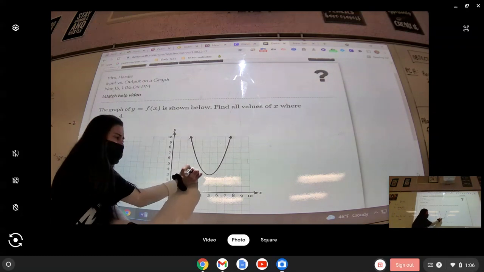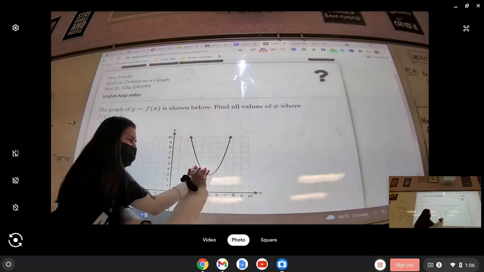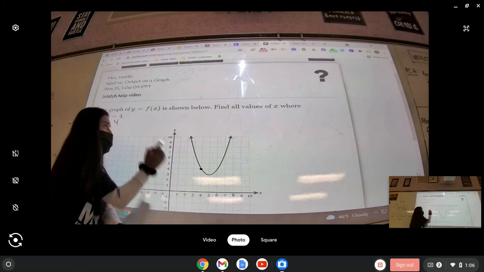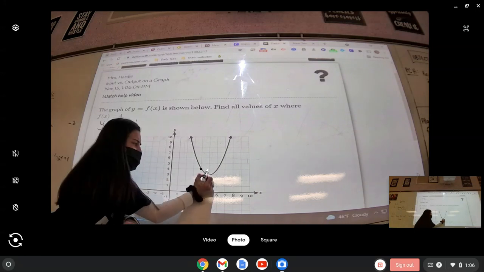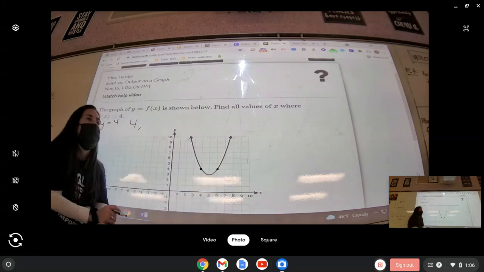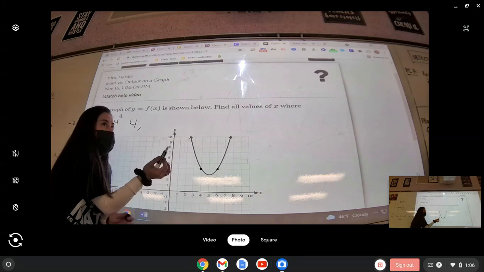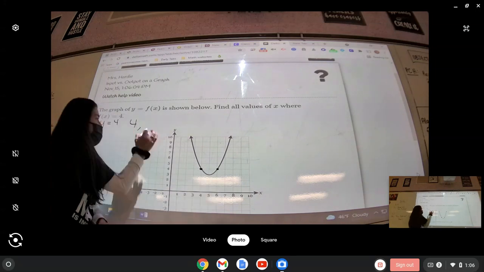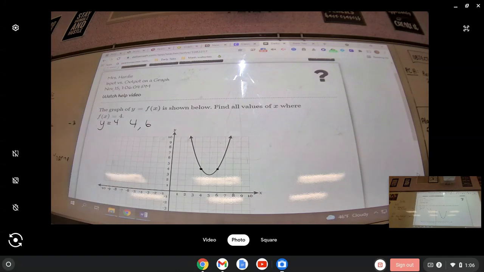Find me points on this graph that have a y coordinate of 4. Does he have a y coordinate of 4? Who's his x value? 4, so 4 is an answer. And then does this point have an x coordinate of 4? Oh, I'm sorry, I say this point has a y coordinate of 4. What's his x coordinate? 6. So 4 and 6 are the x values that you could plug into this function to make a y coordinate of 4 come out. Perfect.